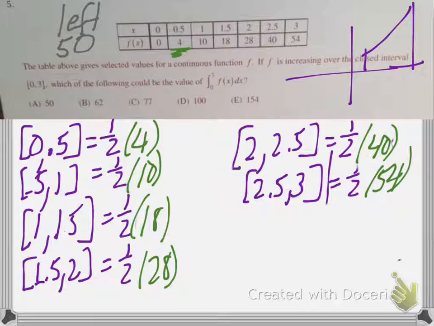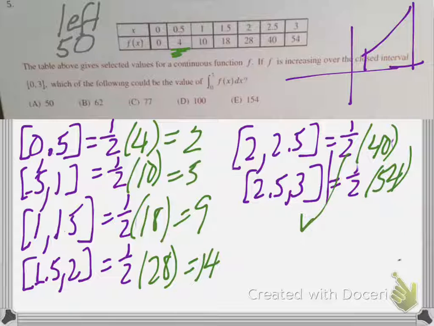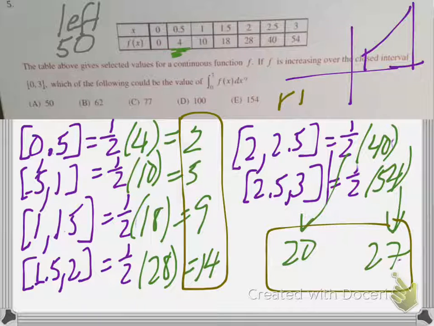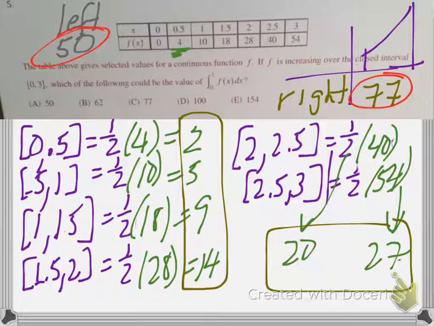Okay, and then when I calculate all these, I get this. This one is 20. This one is 27. Okay, so now I'm going to take all these numbers and all these numbers, and I'm going to add them, and so that's from the right. And when I add all those, I get 77. Okay, that means that the real value must be between 50 and 77.